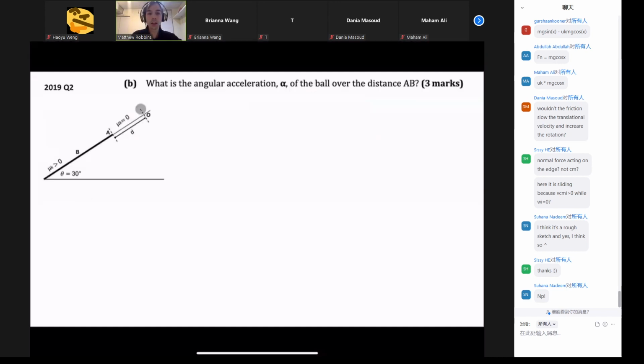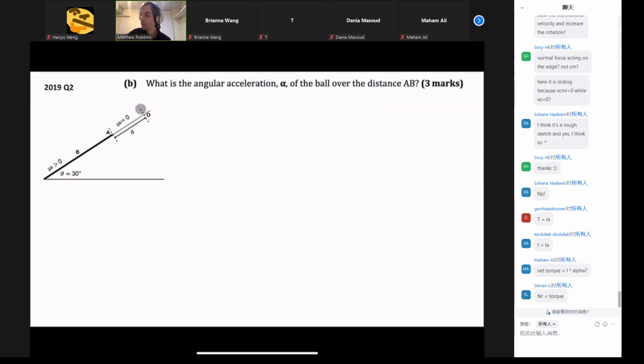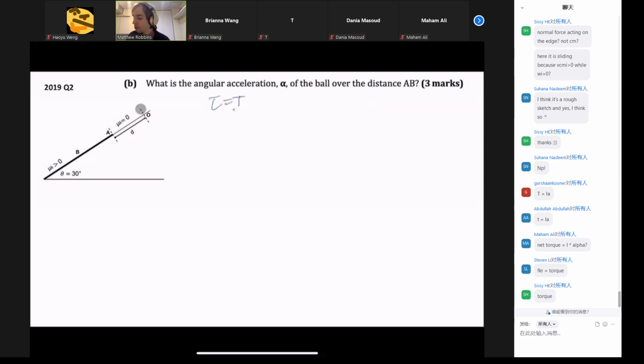What I want to do is go on to part B, where we're asked what is the angular acceleration of the ball over the distance AB. So how would we approach this problem? Torque is equal to I times alpha. Yes. Whenever you see angular or do anything with angles, immediately think about how can I incorporate torque into this? So torque is equal to moment of inertia times alpha.